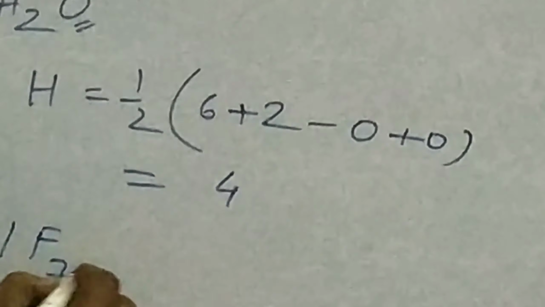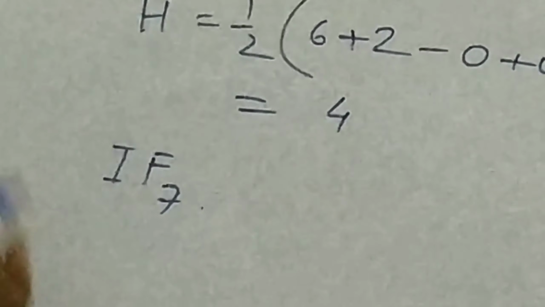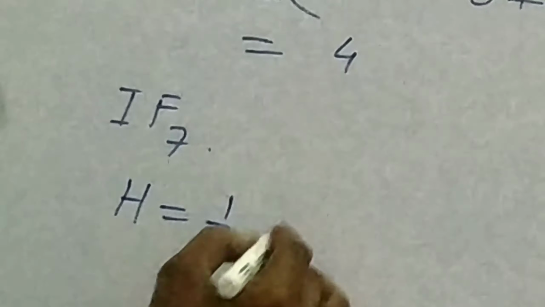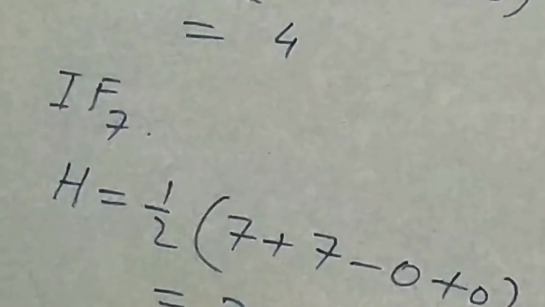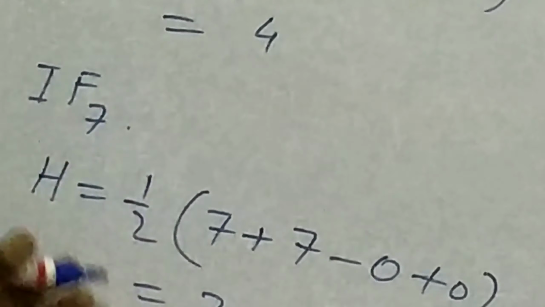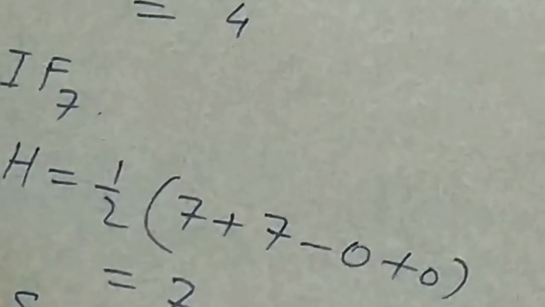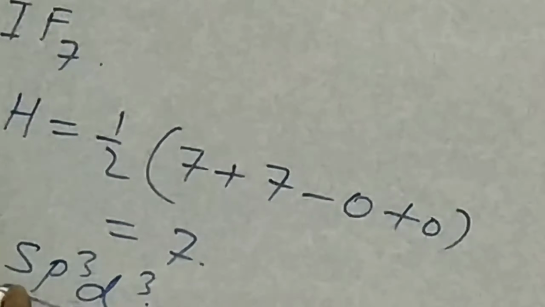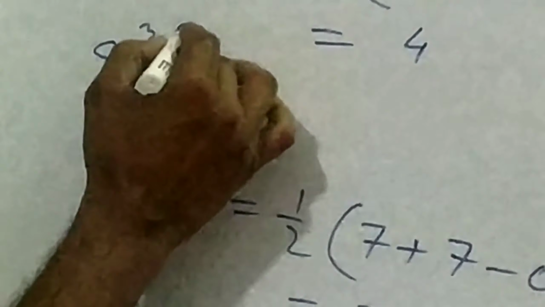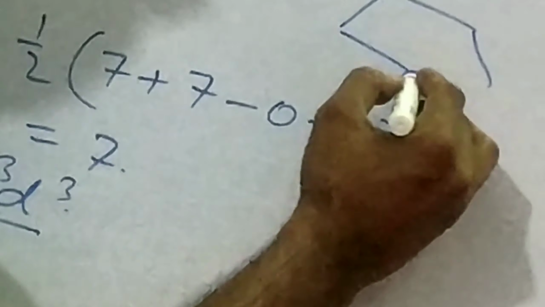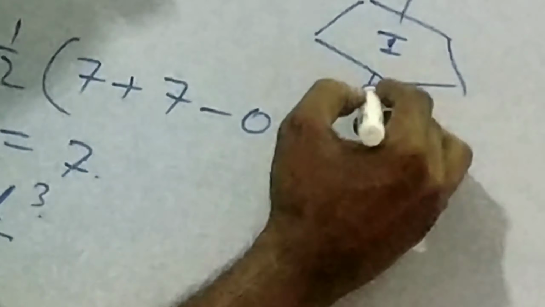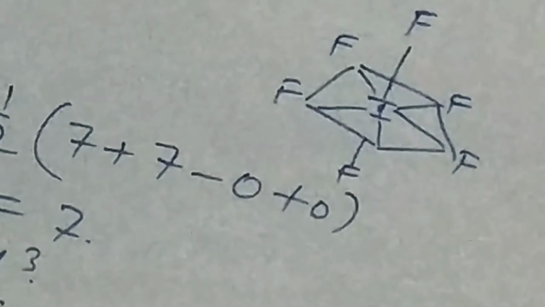Now IF7, iodine heptafluoride. Iodine, being a halogen atom, possesses 7 valence electrons. So the number of hybrid orbitals H equals half into 7, plus there are 7 monovalent fluorine atoms attached to the iodine atom, 7, minus 0 plus 0, which turns out to be 7. So there are 7 hybrid orbitals, meaning 7 atomic orbitals intermix with each other. So the iodine atom is sp3d3 hybridized and the geometry is pentagonal bipyramidal. Okay? There is the I atom, 2 axial bonds, and the other 5 equatorial bonds to fluorine atoms. This is the structure of iodine heptafluoride.